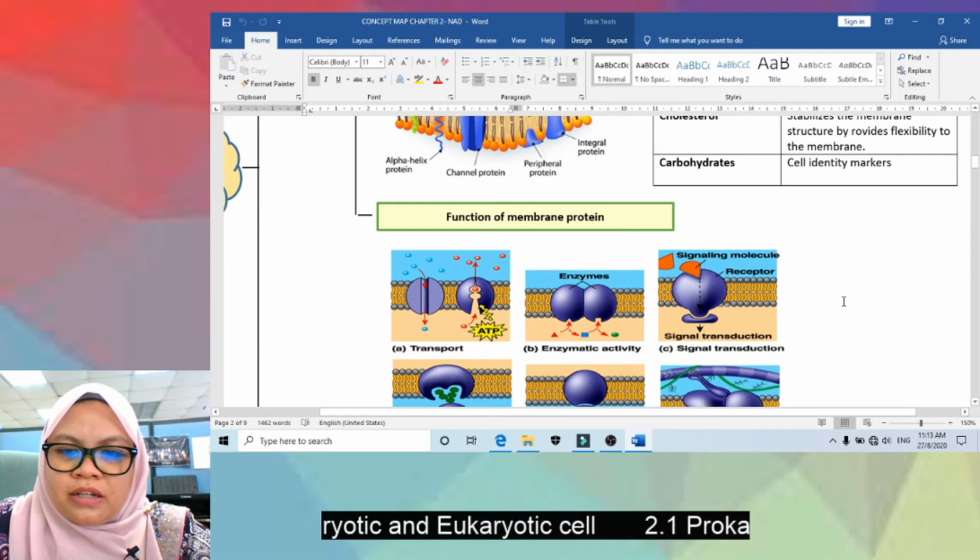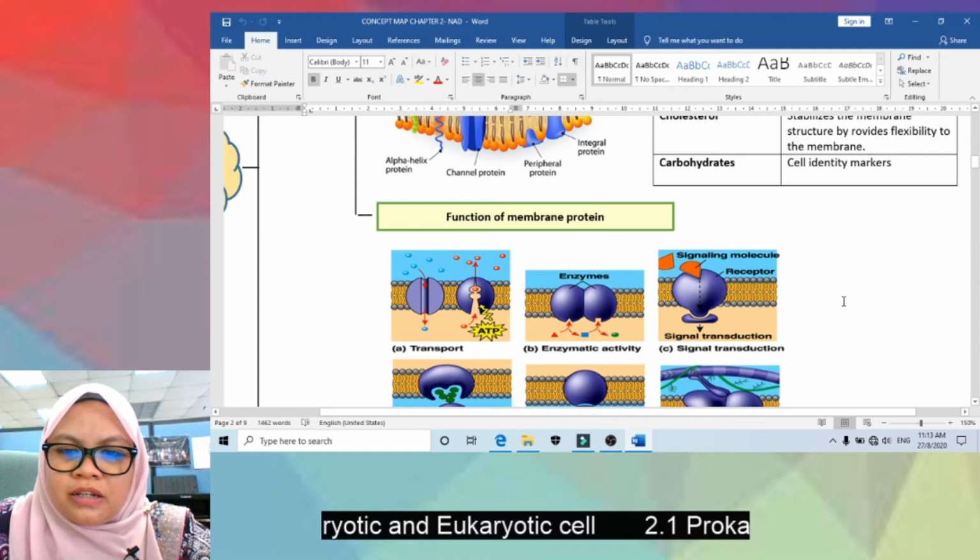And other than that, the membrane protein is also involved in signal transduction. One example is the activation by hormones. Non-steroid hormones may use G protein and protein kinase. So the G protein is an example of a membrane protein that is involved in signal transduction.